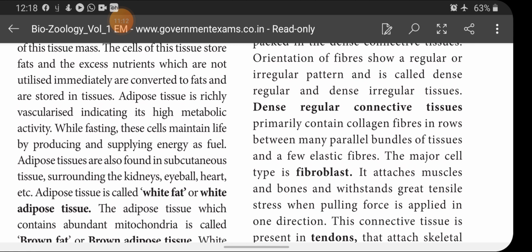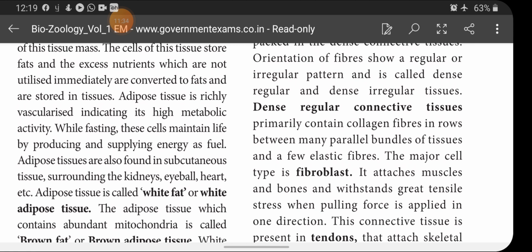There are three types of fibers we could see in the connective tissue. Among these, collagen and elastic fibers we can see in the dense regular connective tissue. Actually, primarily it contains collagen fibers in rows between many parallel bundles of tissues. A few elastic fibers are also present.